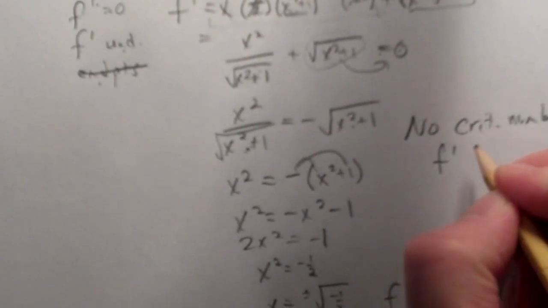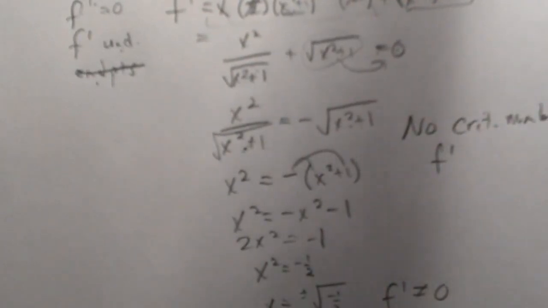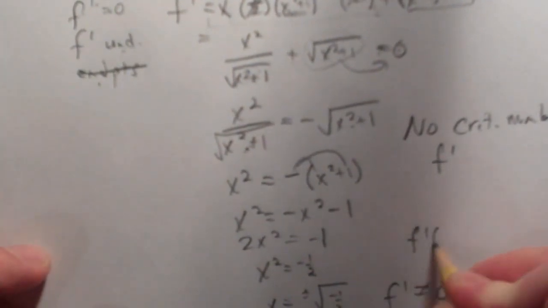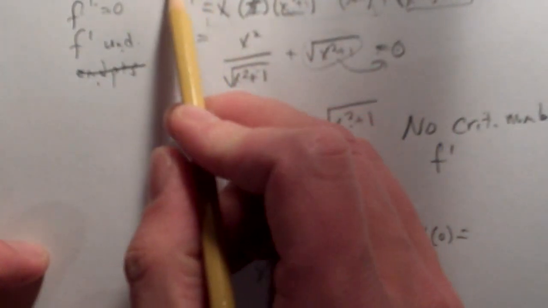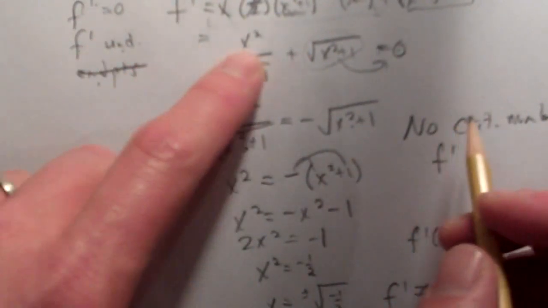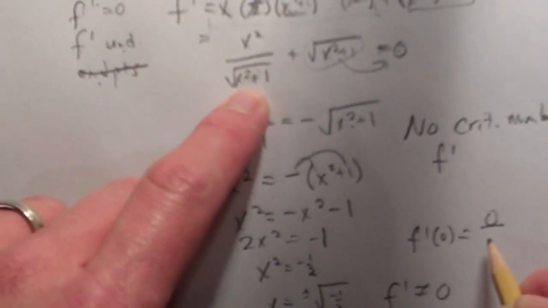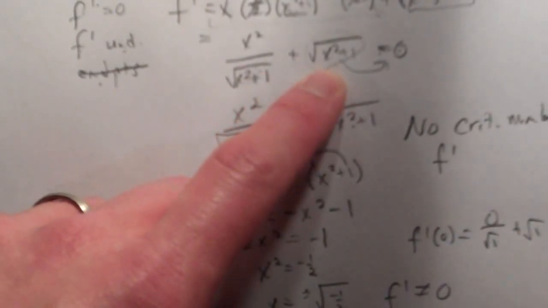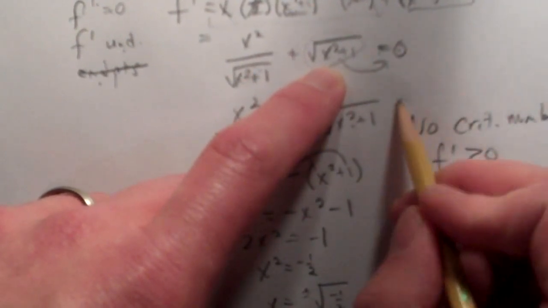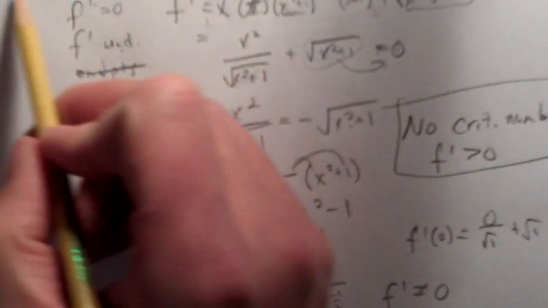So we could say f prime is always either positive or negative. To figure out which, we could pick a number. I don't know, f prime of 0, for instance, would give you 0 over the square root of 1, plus the square root of 1, which equals 1. That's positive. So f prime is always greater than 0. That means this function will always increase.